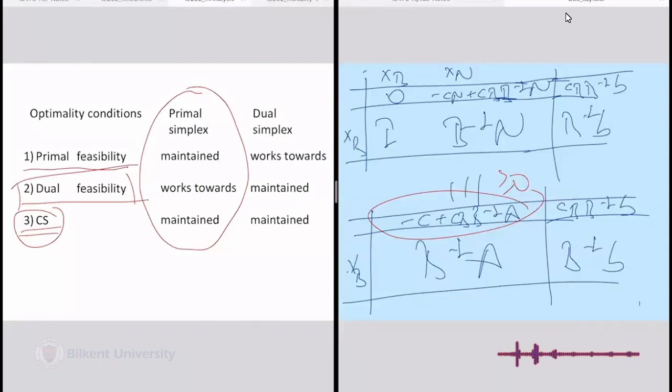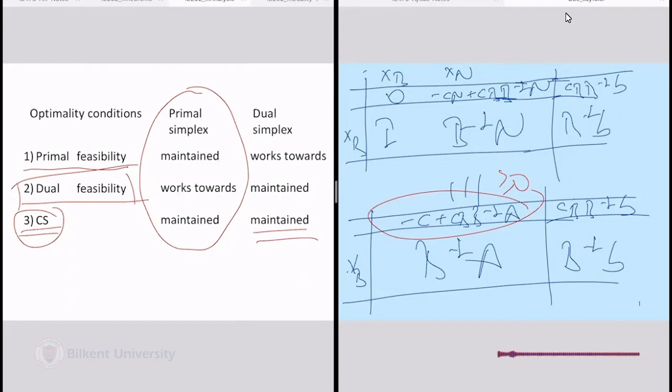Now, today I'm going to teach you another simplex, which we call the dual simplex. It's again on the simplex table. So complementary slackness conditions are again always maintained. So we always have a primal-dual pair, the simplex table, that satisfies complementary slackness conditions. Fine. Now, this is dual simplex.